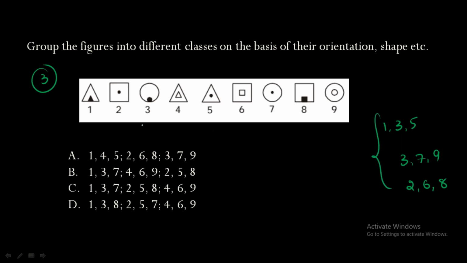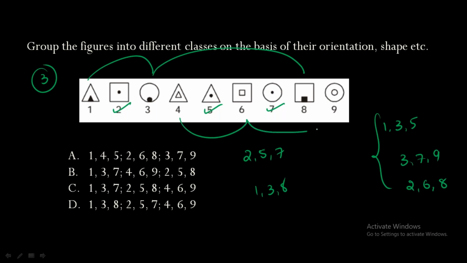Then if you just see the dot, 1, 2, 5, 7 is one group. Same shape in the bottom, 1, 3, 8. Whereas 4, 6, 9, same shape in the middle. This group also we can consider. That's option D. Very good, my dear friends. Option D is correct.